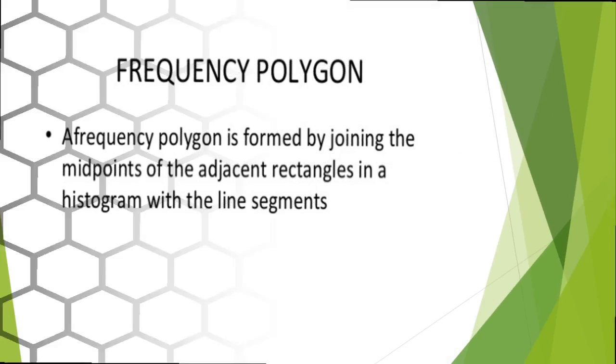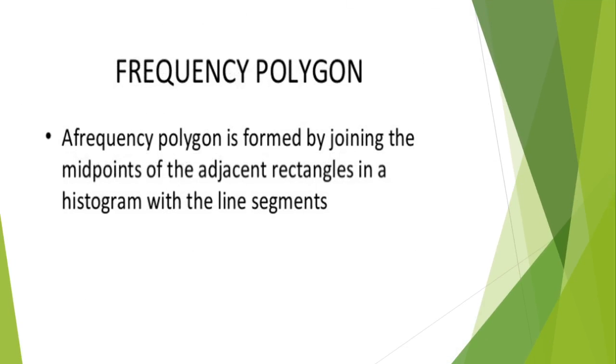And here, frequency polygon. A frequency polygon is formed by joining the midpoints of the adjacent rectangles in a histogram with line segments. While connecting the frequency polygon, we need to use a scale. By using a scale we connect each and every point. Whereas for a frequency curve, there is no need to use a scale. By using freehand we connect the midpoints of the adjacent rectangles.